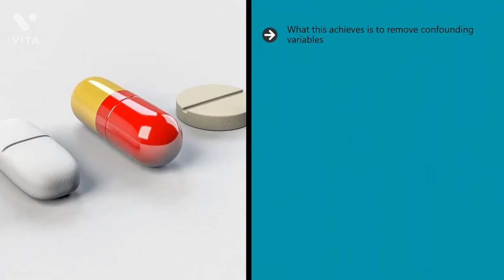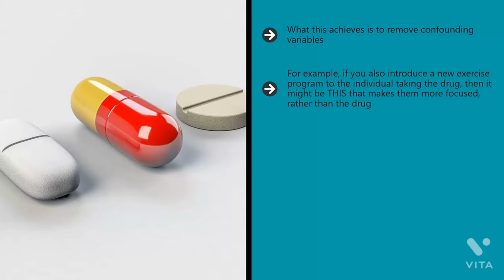What this achieves is to remove confounding variables. A confounding variable is anything that can hurt your outcome, rendering the results of the study useless. For example, if you also introduce a new exercise program to the individual taking the drug, then it might be this that makes them more focused, rather than the drug.